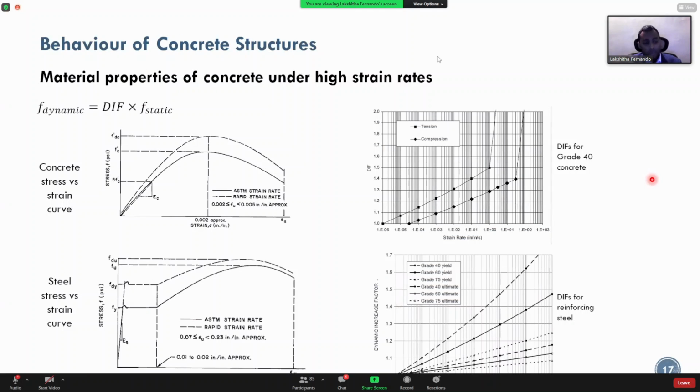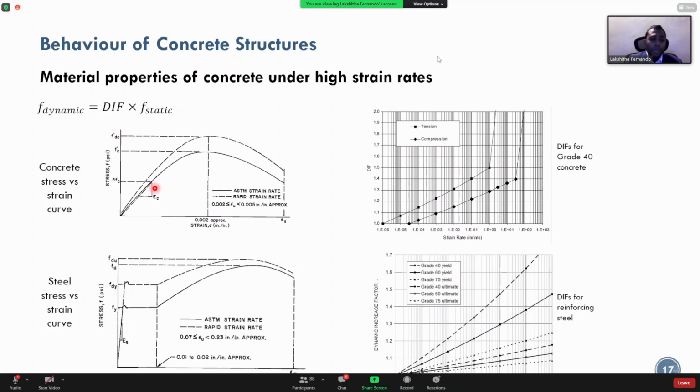So this is where I'm now going to enter into reinforced concrete structures. So we now understand that we need to decide what the function of the structure is. And the most commonly used material when it comes to building our structures is reinforced concrete. And generally, for blast engineering, reinforced concrete structures are preferred. I'll show you why in one of the later slides.